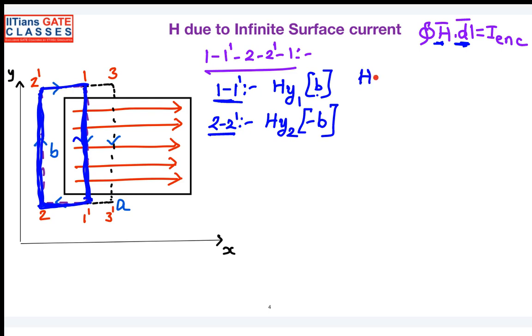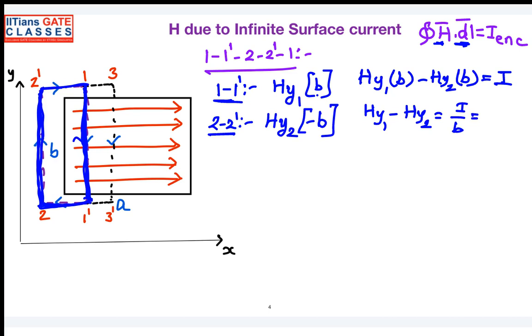So what is the final magnetic field you are going to get now? Hy1 into B minus Hy2 into B is equal to the total current enclosed, let me call it simply I. So Hy1 minus Hy2 is equal to I by B. Current divided by B is nothing but your surface current density. Take it as equation 1.